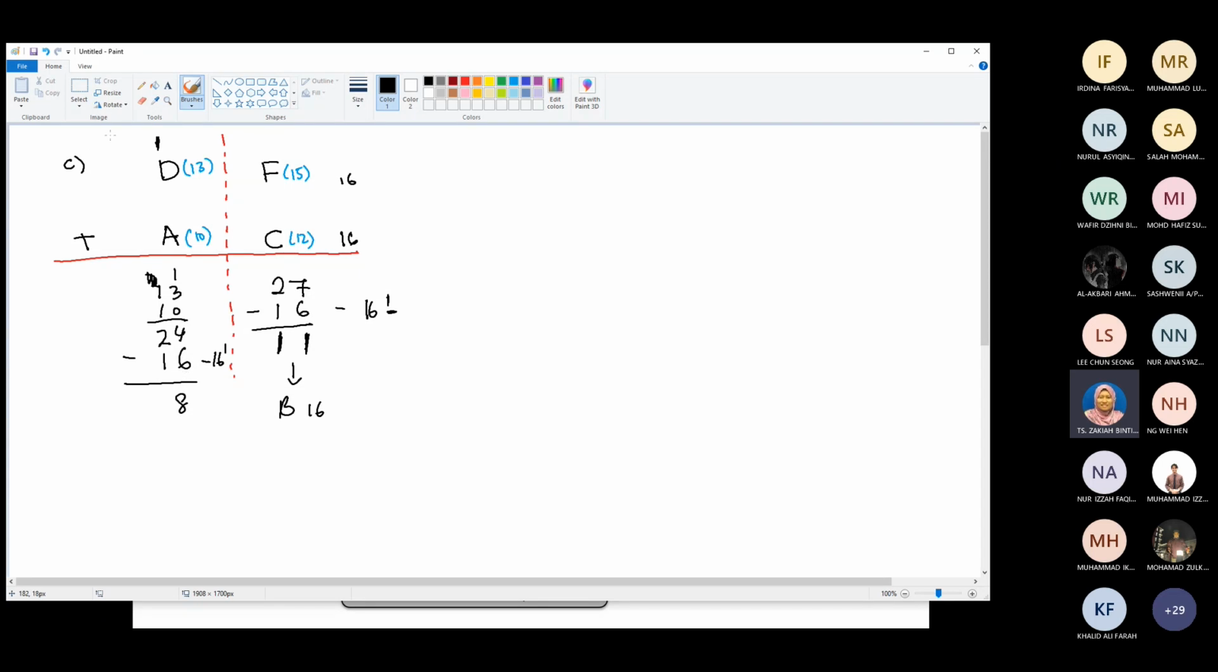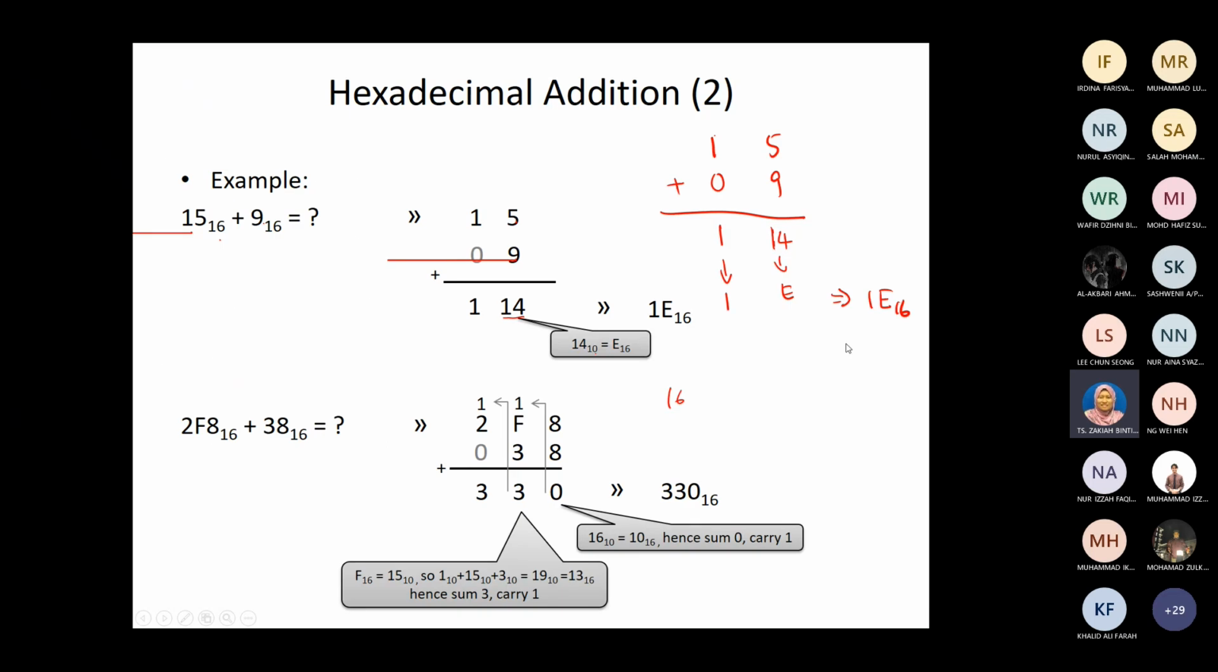So do we need to carry forward? Yes, you need to carry forward 1 here. And then for the result, do we need to convert anything? No. So 8 is still 1 digit. So here 1 plus 0 is basically 1. So we put down 1 here. So when you combine, you will get 1, 8, B base 16. Okay, so that is for addition, to do the addition with the carry forward bits. If you don't understand, just interrupt me.